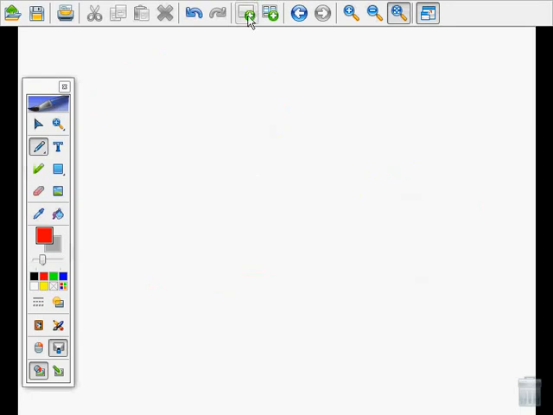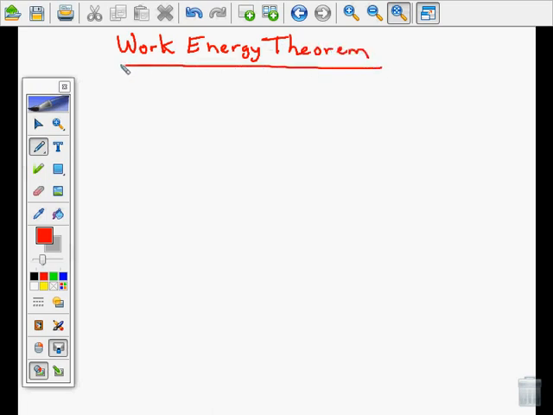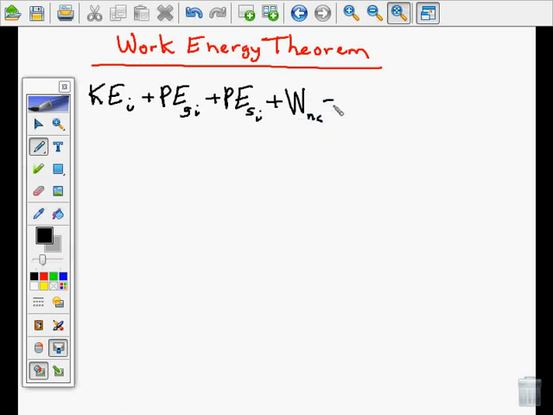This leads us to the big work energy theorem, which is the kinetic energy at one point plus the potential energy due to gravity at that point plus the potential energy in a spring at that point plus any non-conservative work done is equal to the kinetic energy at another point plus the potential energy at the other point plus any stored up potential energy in a spring at that other point.